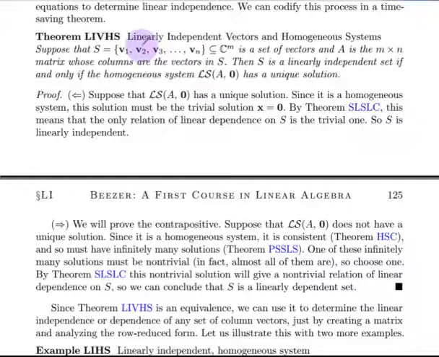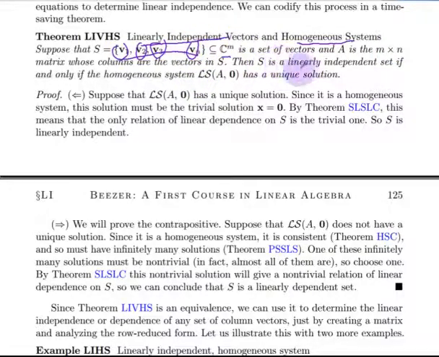Okay, so as I mentioned, there's a relationship between linearly independent vectors and homogeneous systems. So let's look through this theorem. Suppose we have n vectors in Cm. What does that mean? That means that each one has m components. These are column vectors that have m components each one. So that means that if I take the matrix whose columns are these vectors, I'm going to have an m by n matrix, because each vector has m entries and I have n vectors.